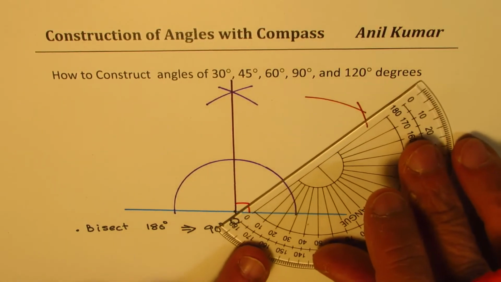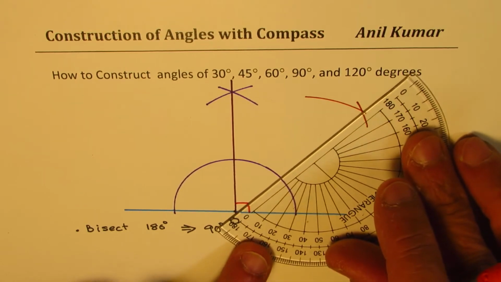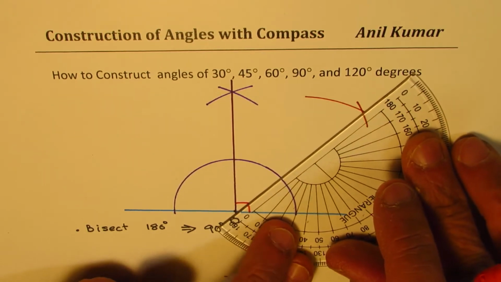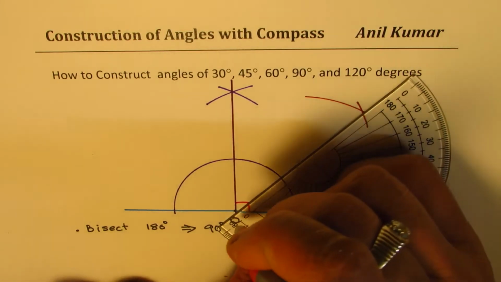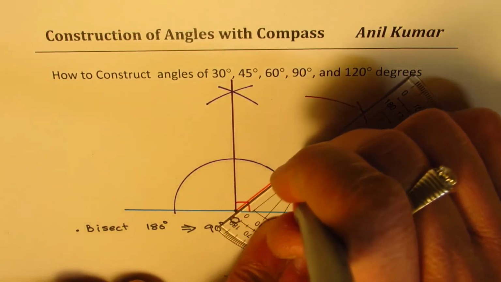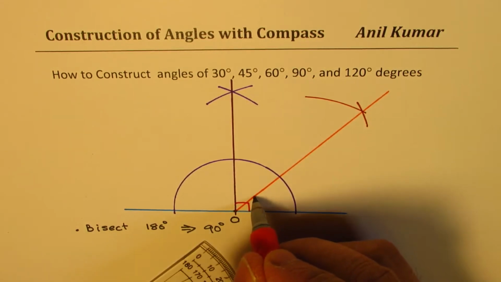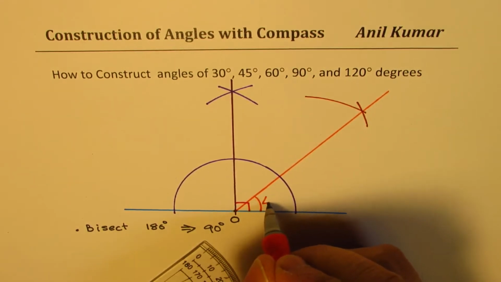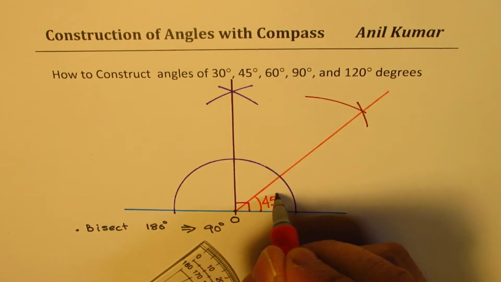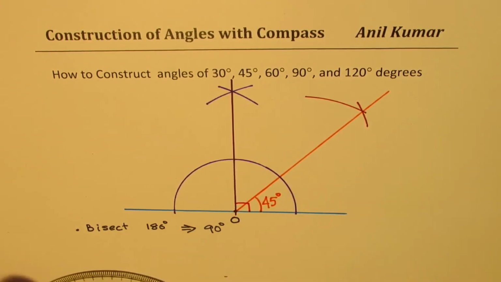Now if I do that, and I'm using only my protractor to check the results and to draw lines, right? That's interesting, not to make angles, right? So when we do this, we get 45 degrees. So this angle which I am now getting is 45 degrees. Well, let's check, right?